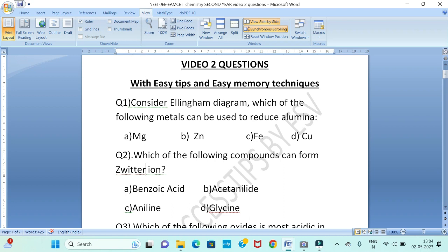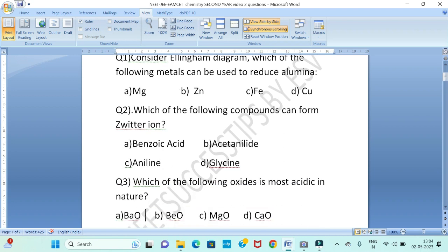Next three. Which of the following oxides is most acidic in nature? Beryllium oxide, barium oxide, magnesium oxide, calcium oxide. Which of the following oxides is most acidic in nature?